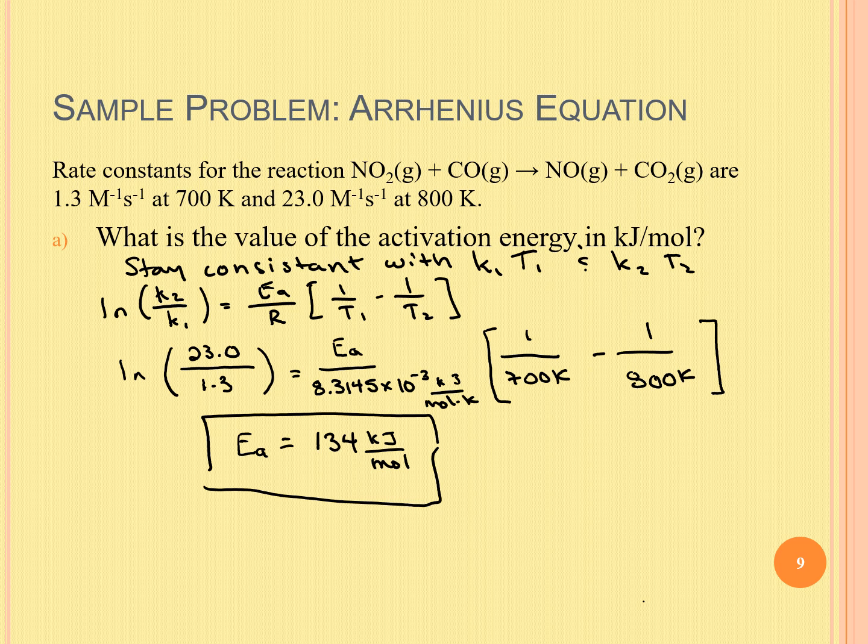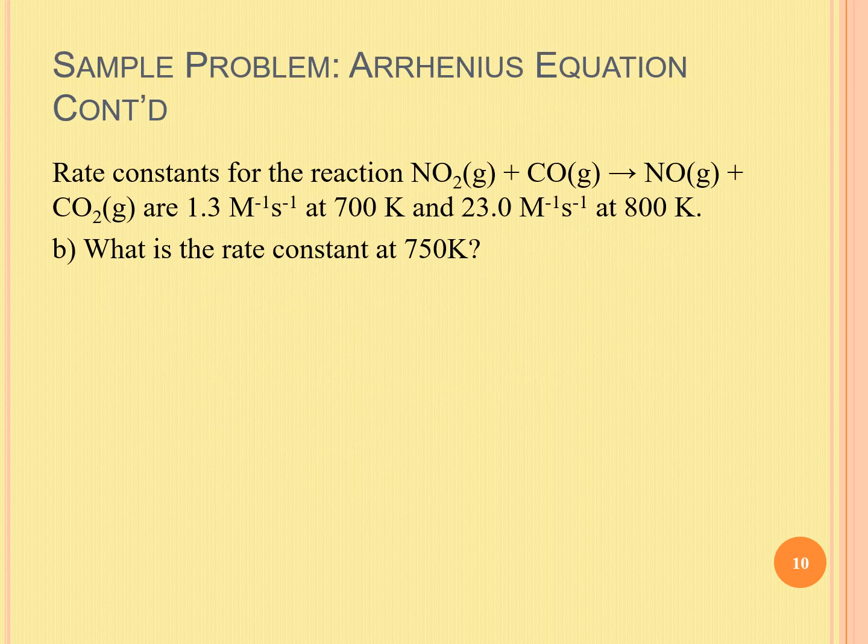All right, we're going to continue this problem on our next slide by looking at it in a little bit of a different way. Again, we have the exact same information, but here it wants us to calculate the rate constant at 750 Kelvin. Well, we found the activation energy in part A.